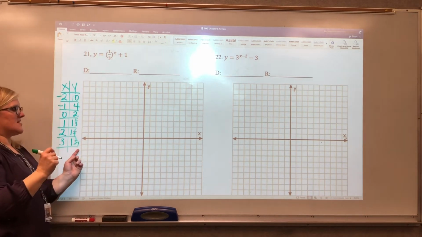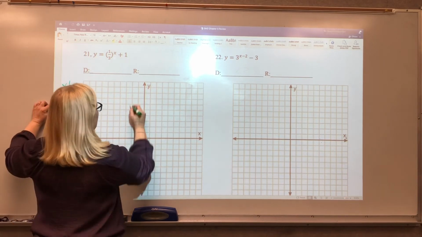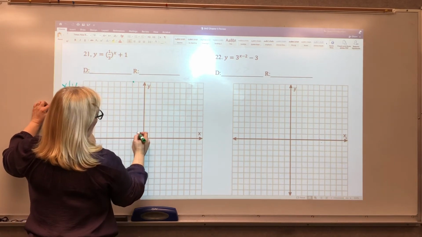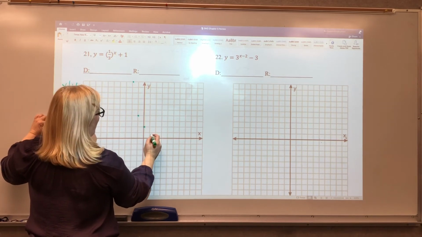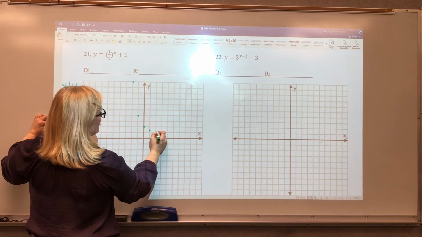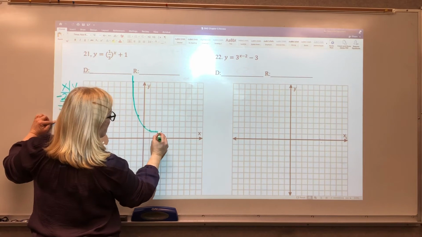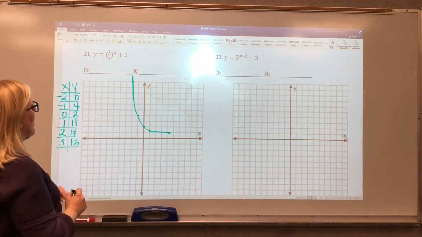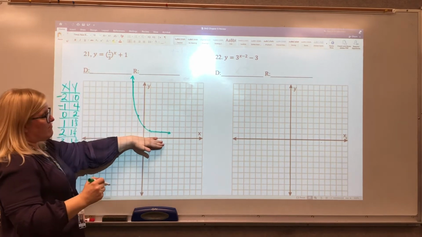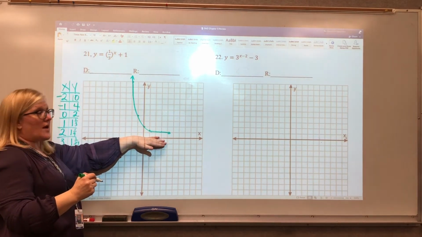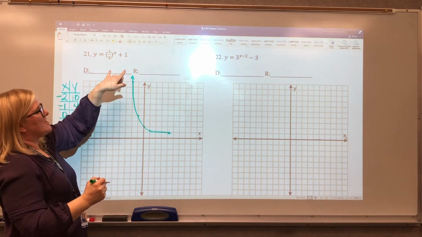So you can kind of see what it's going to hug. So I have -2, 10, -1, 4, 0, 2, 1, 1 1/3, and then it's just going to get closer and closer to here. All right, so it's coming down and it is hugging y equals 1. And we can see that too because of the transformation, this has moved up 1.